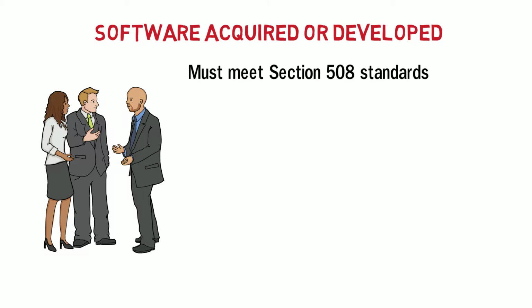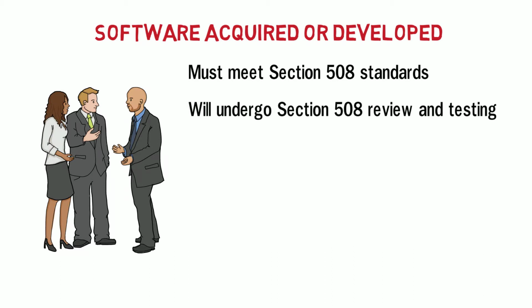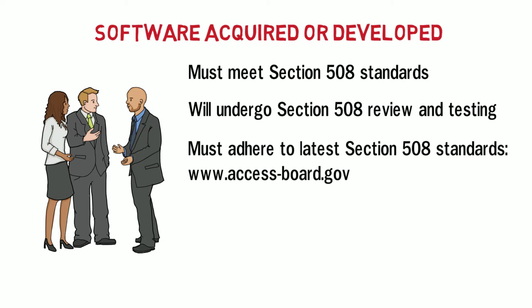All information technology procured or developed under contract must meet applicable Section 508 standards. All applications will undergo Section 508 review and testing to determine if standards are met or if remediation is required. CMS requires adherence to the latest Section 508 standards, which can be found at the United States Access Board website at www.access-board.gov.